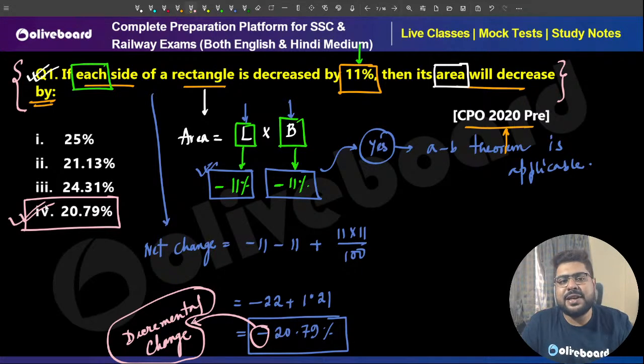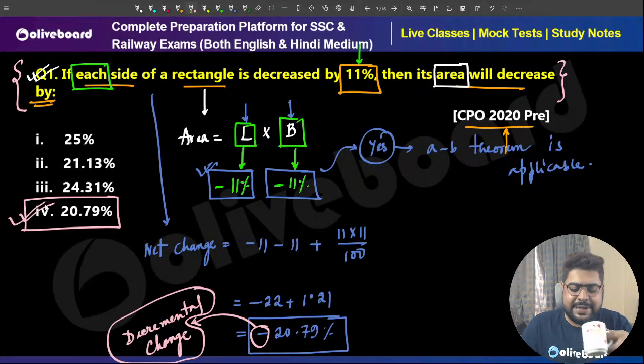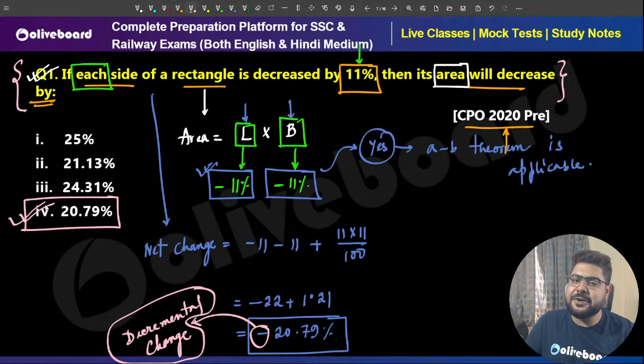Harsha was absolutely correct. Harsha was 100% correct. I guess Harsha answered this question almost a couple of minutes ago only. Very good, Harsha. Very good.